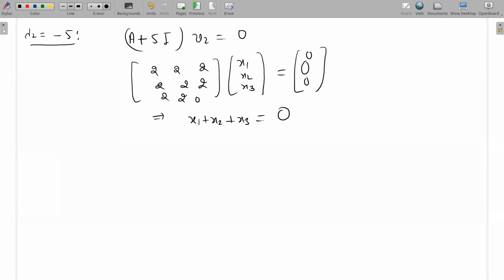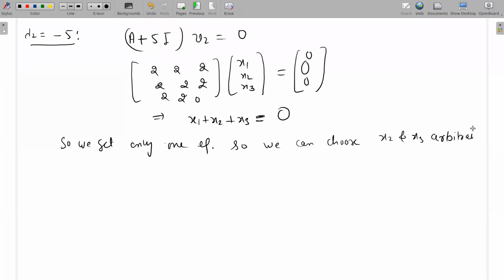For 3 by 3 है, you got one equation. So that's a good thing. तो 3 by 3 system है. So you need to take two variables arbitrarily. So we get only one equation, only one equation. So we can choose x2 and x3 or x1, x3, etc. Any two arbitrarily.